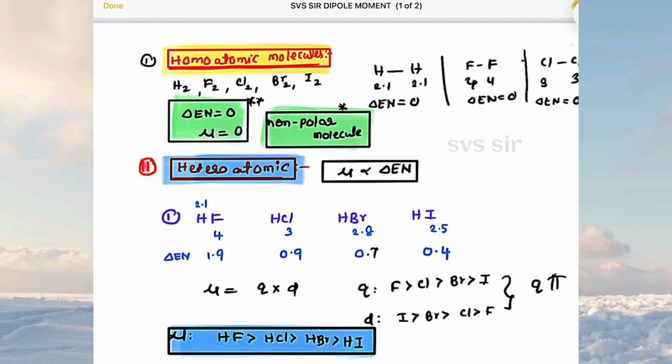What about heteroatomic molecules? If you take heteroatomic molecules, difference in electronegativity is not equal to 0. And always remember, dipole moment is directly proportional to difference in electronegativity. For example, we have HF, HCl, HBr, HI. Difference in electronegativity 1.9, down to 0.4. So the order of dipole moment will be HF is greater than HCl, HBr, HI. Very, very important example.